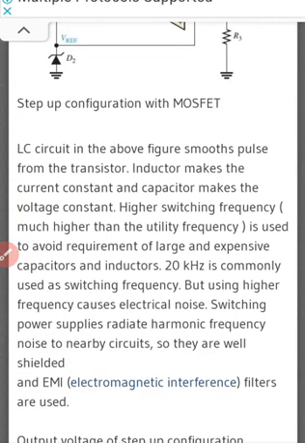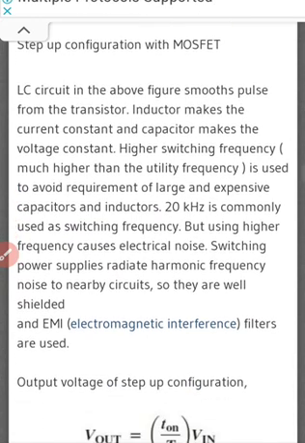We know that switching power supplies radiate harmonic frequency noise to nearby circuits, so they are well shielded or well protected, and electromagnetic interference filters are used. Shielding is done by placing a hollow sphere around it, so that it behaves like an isolated object or isolated arrangement.